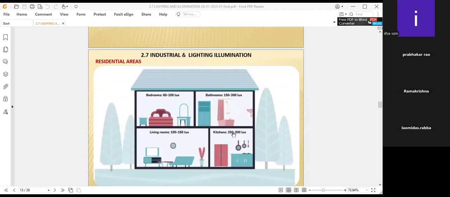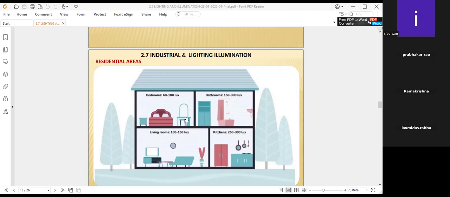Excuse me, and the kitchens 250 to 300 lux. Here he is saying the more safety level is provided because of gas stoves or cylinders will be taken care of. If you compare this and this, the 600 lux is enough.